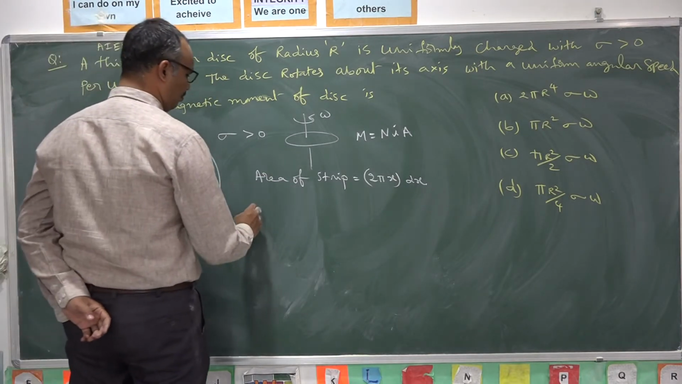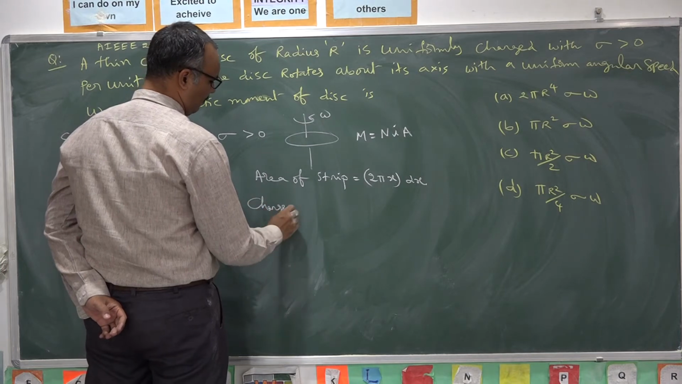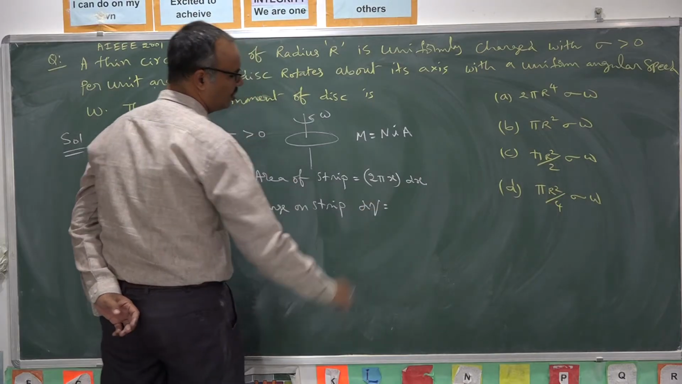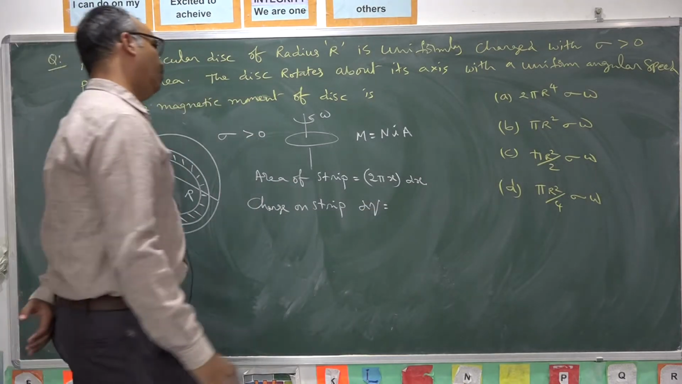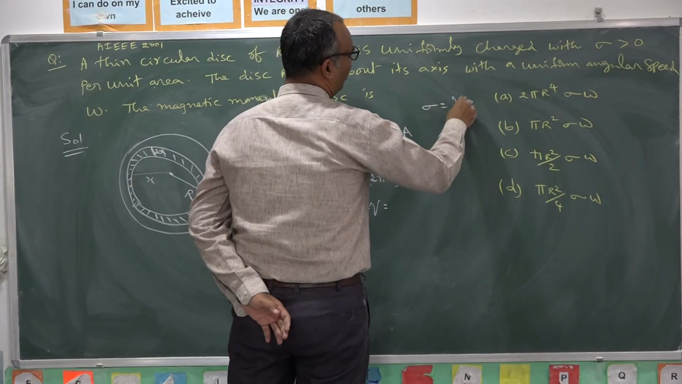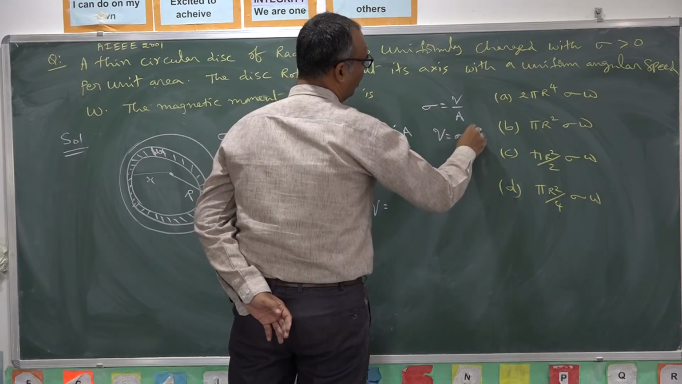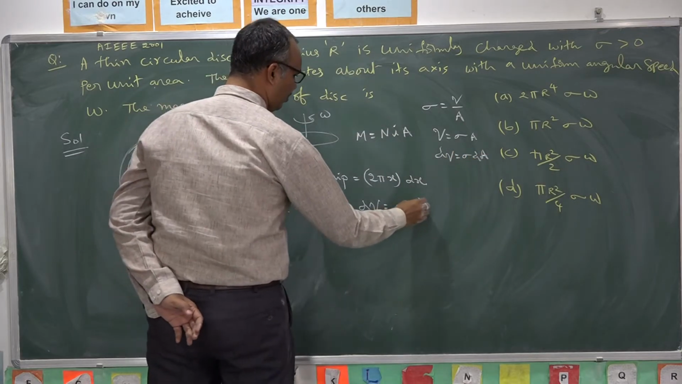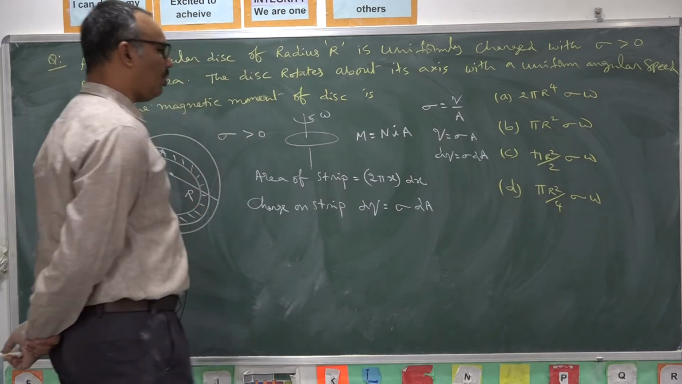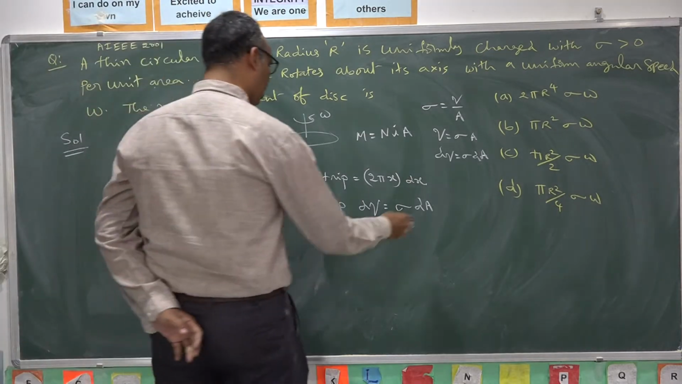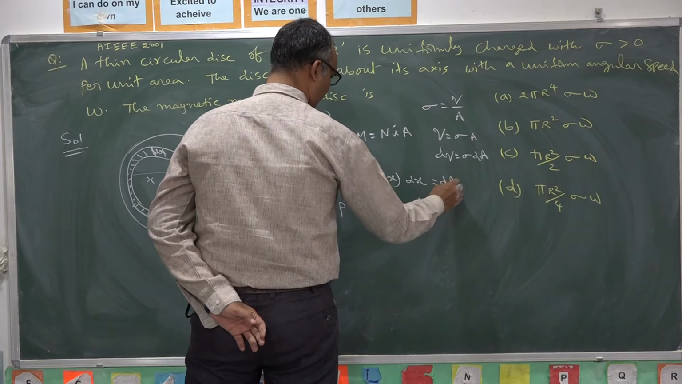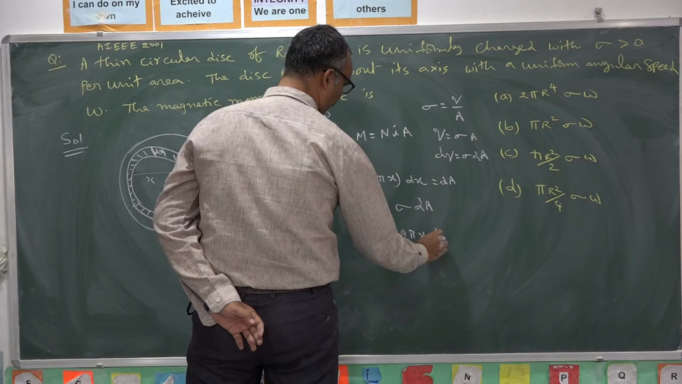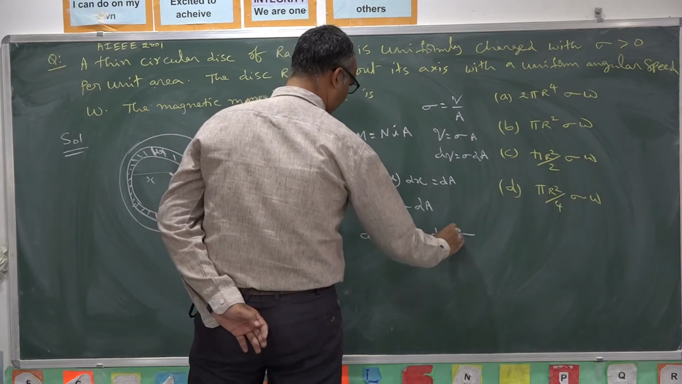Charge available on strip, dq. You know that sigma is the charge available per area. So Q is equal to sigma A. If you want dQ, it is sigma dA, where dA is the area of the strip. So the charge available on the strip is 2 pi x dx into sigma.